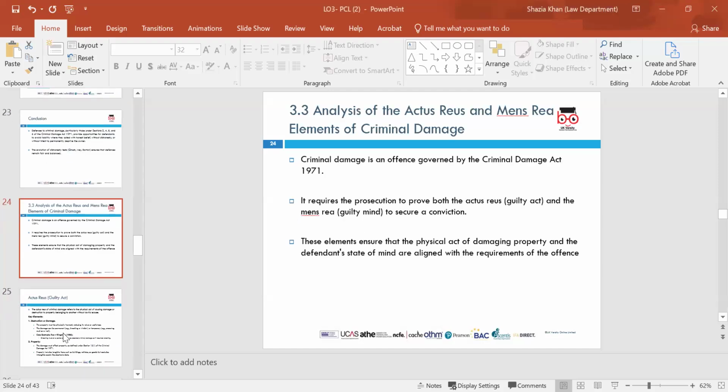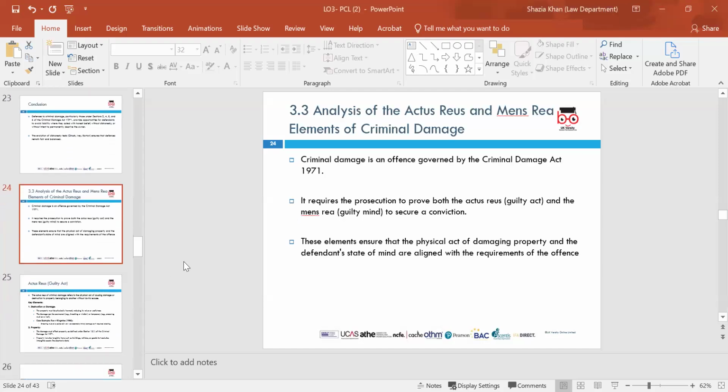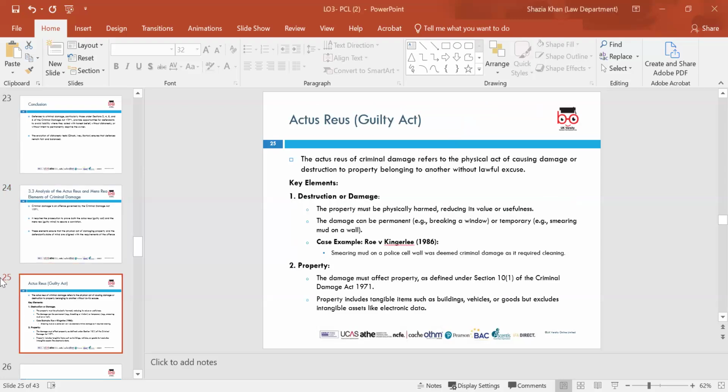Analysis of actus reus and mens rea elements of criminal damage. So in criminal damage, the actus reus refers to the act of destroying or damaging another's property without lawful excuse, while the mens rea is the mental state of either intentionally causing damage or acting recklessly regarding the likelihood of causing damage to property belonging to another. Essentially, the defendant must have either intended to damage property or been aware of a significant risk of damage and proceeded anyway. The actus reus and the guilty mind.